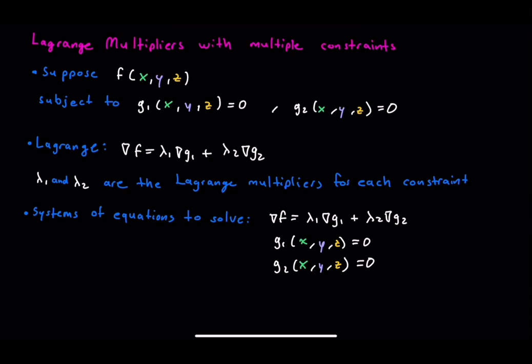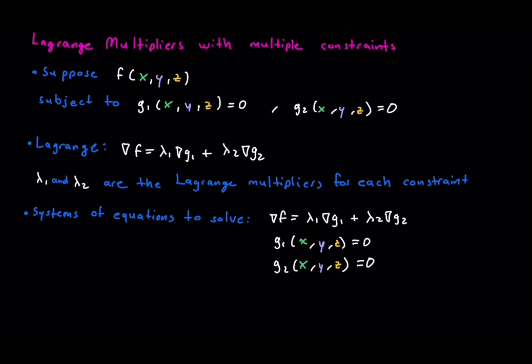At the optimal point, the gradient of f lies in the same plane as the gradients of both constraints. In symbols, nabla f equals lambda 1 times nabla g1 plus lambda 2 times nabla g2. Here, lambda 1 and lambda 2 are the Lagrange multipliers, one for each constraint. They tell us how strongly each constraint affects the optimization.